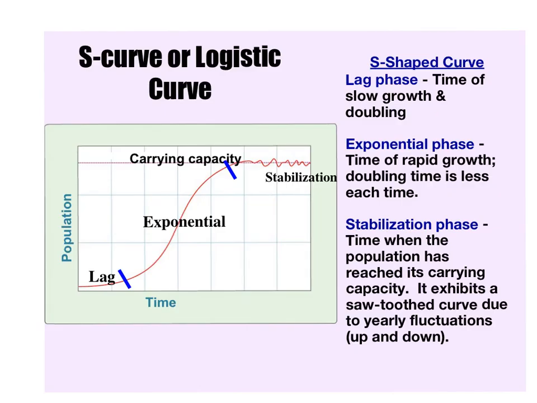All right, last slide, and this is just what we did last time. So the three parts of a logistic or S curve. Remember, we have the lag phase. That's where the growth is pretty slow. Then when the growth really starts to take off, that's the exponential phase. And then when the carrying capacity has been reached, when the environment cannot support any more individuals, you get the stabilization phase, and the population starts to level off.